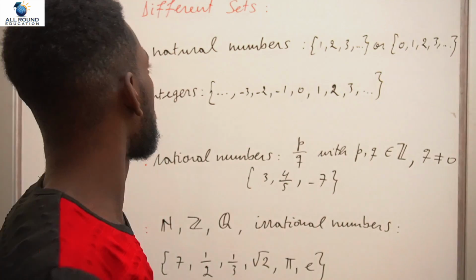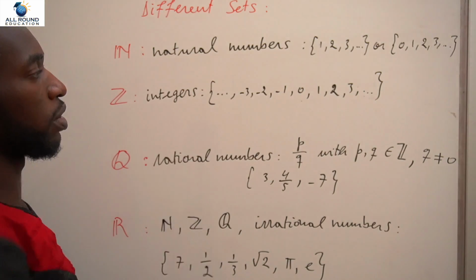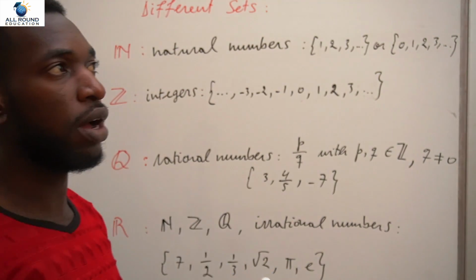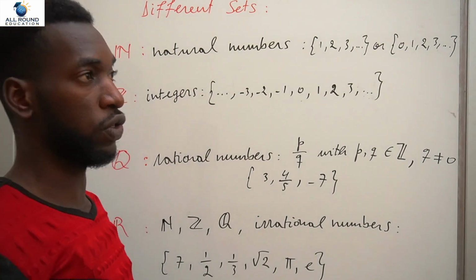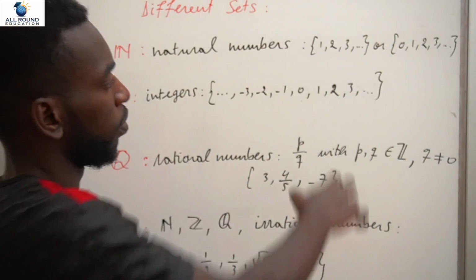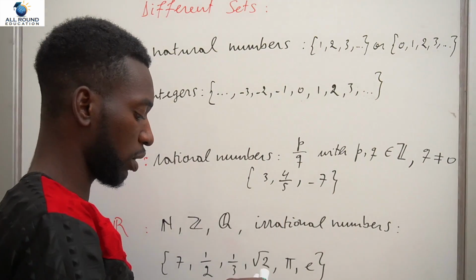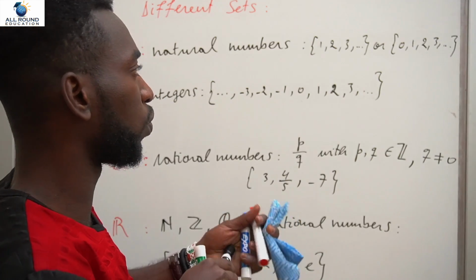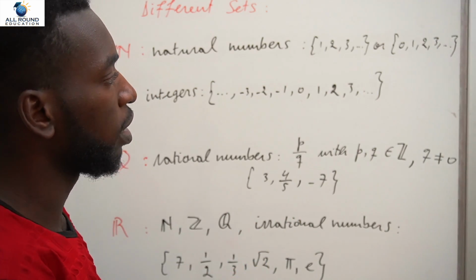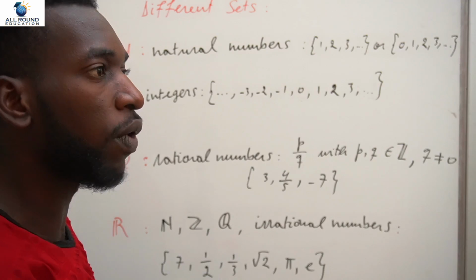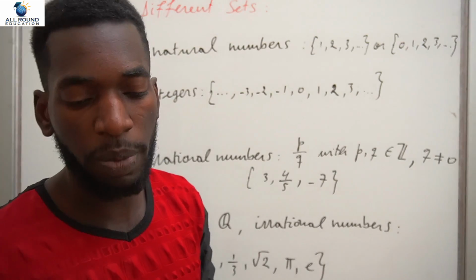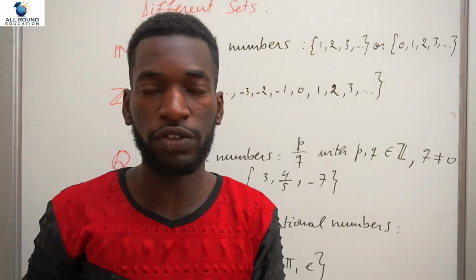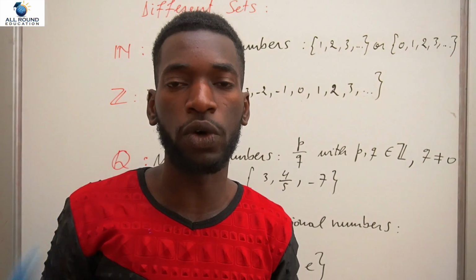So let's get started. We've got natural numbers. Natural numbers are just whole numbers, right? 1, 2, 3, and so on, or 0, 1, 2, 3, and so on. You can see here in the example that I wrote, the first set starts from 1, 2, 3, and so on, and the other one starts from 0. What's the difference? Some people consider 0 as a natural number, and other people don't.